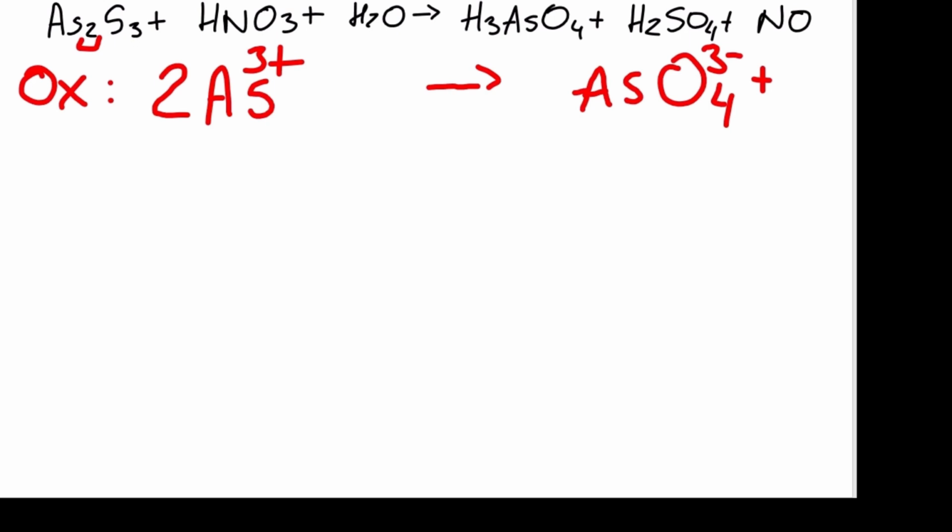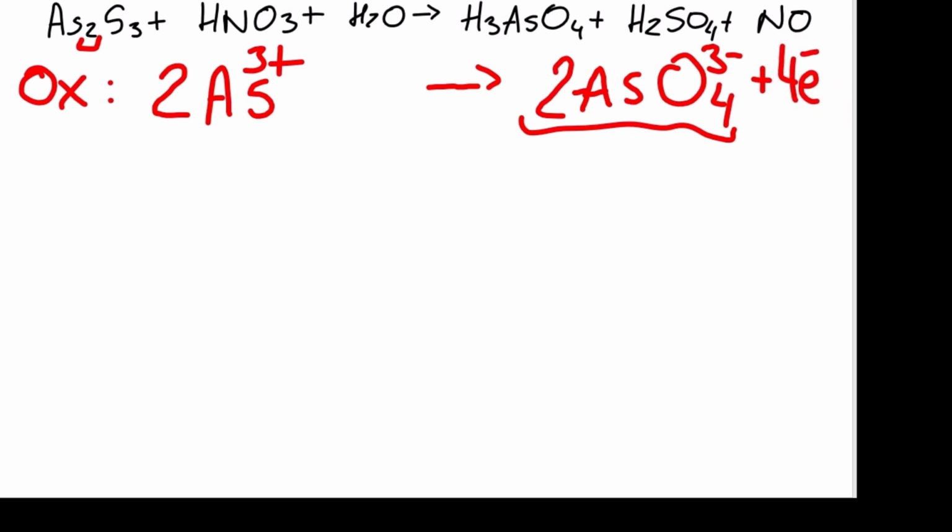Please remember this 2 in front of the arsenic atoms. And in this case, arsenic in the acid radical goes from 3 plus to 5 plus, giving us 2 electrons per atom. We have 2 atoms, so we have 4 electrons.